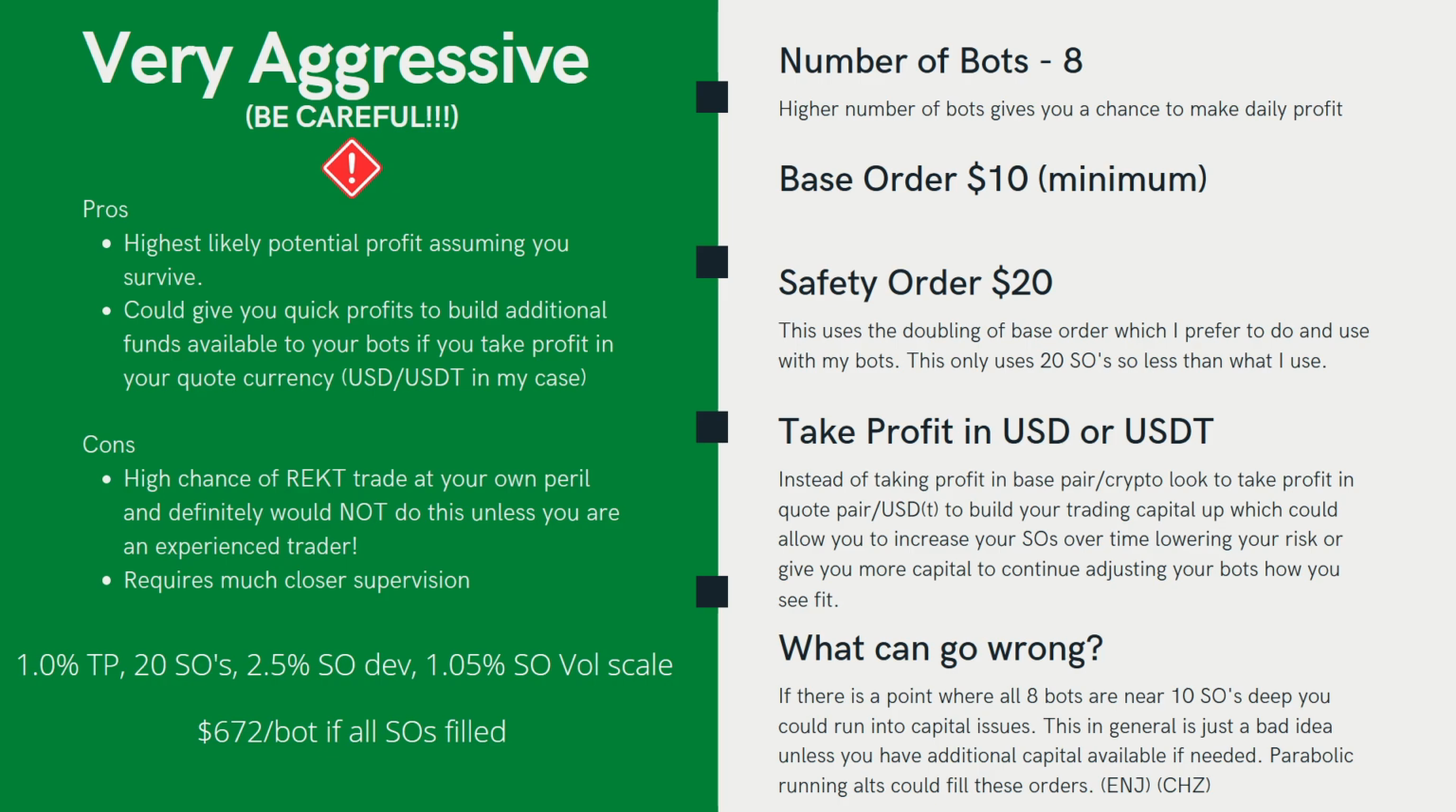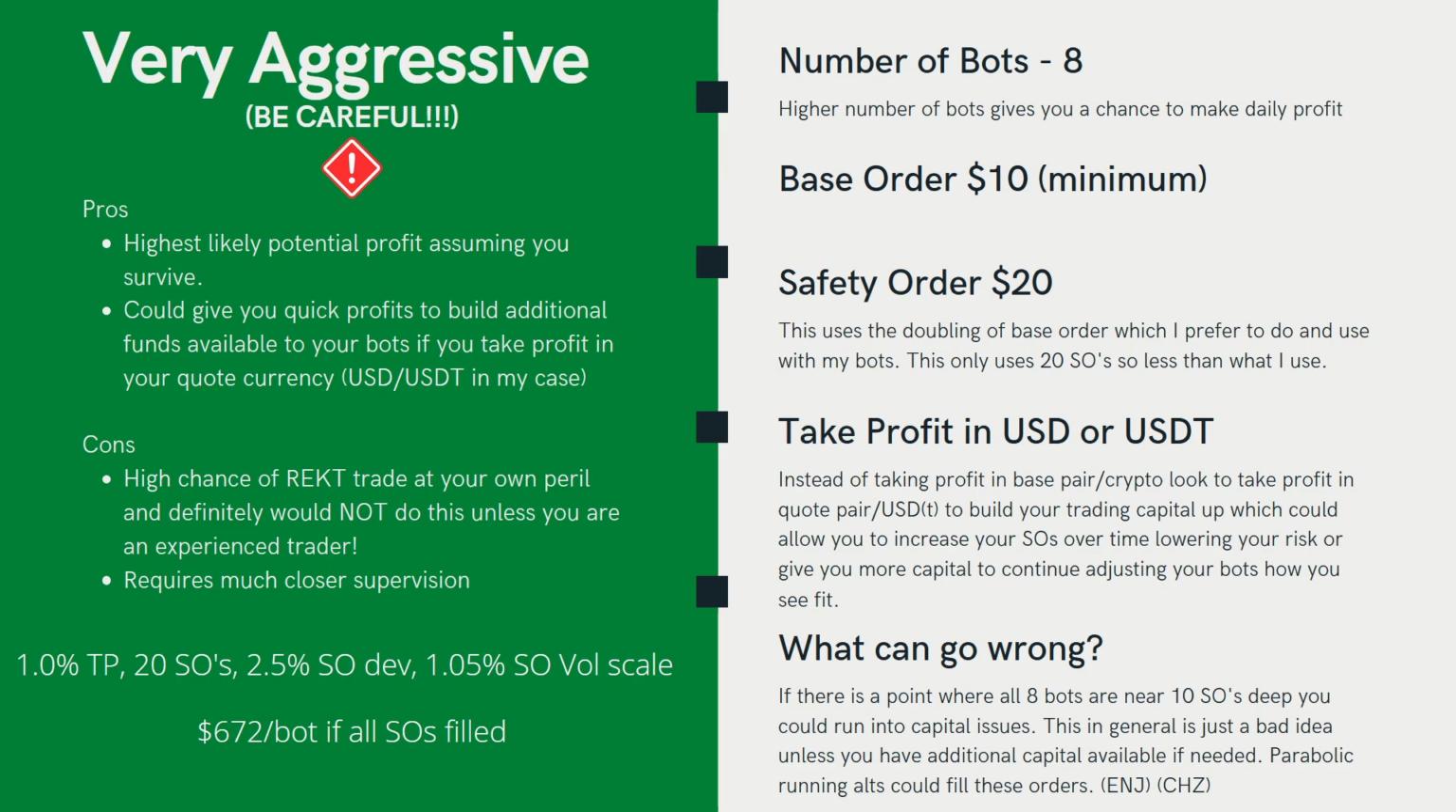You have a base order of $10, which is the minimum. Your safety order is $20. So this is the double base order, which I really like and use in my trading. But it only uses 20 safety orders, so that's fewer safety orders than what I use.